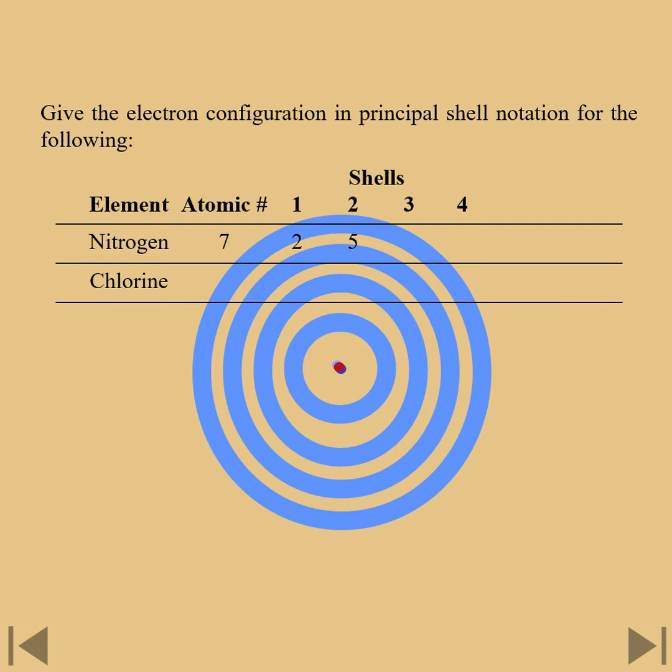Next we have chlorine, and the atomic number of chlorine is 17. Of those 17 electrons, how many go into shell 1? Shell 1 always gets a max of 2. So anybody with 2 or more electrons, you've got 2 in shell 1. Of the remaining 15, how many go into shell 2? Well, we're safe with filling it up with 8. Of the remaining 7, how many go into shell 3? For the first 8, we're safe, and so we have less than 8. So all 7 go into shell 3.